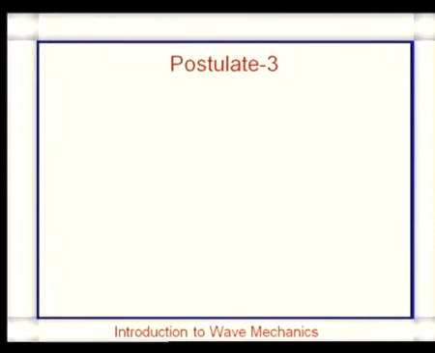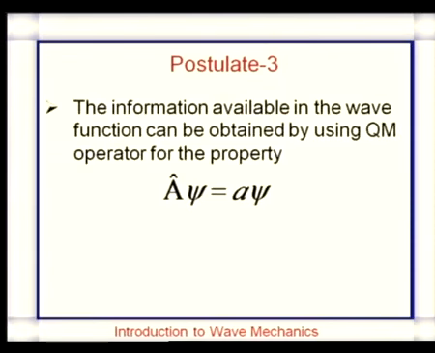First postulate says there will be something called psi, which has all the information about the system. Second postulate tells me that I can get this psi by solving the Schrodinger wave equation. And the third postulate tells me how I get information from this wave function psi. That postulate reads as: the information available in the wave function can be obtained by using a suitable quantum mechanical operator for that particular property. What it means is the following.